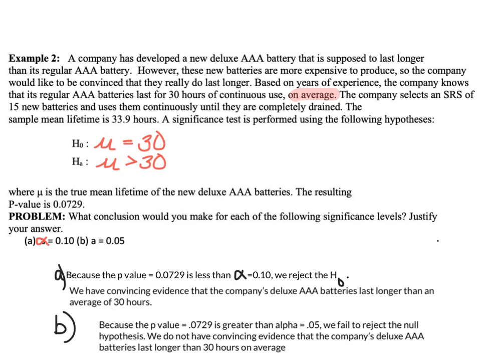What I'm going to state now is because the p-value equals 0.0729 is greater than my alpha equals 0.05, we fail to reject the null hypothesis. Never, ever say that you accept the null hypothesis. We do not have convincing evidence that the company's deluxe AAA batteries last longer than 30 hours on average. We never, ever accept the null hypothesis. That would be like the jury in a criminal trial declaring the defendant innocent when what they really mean is not guilty.